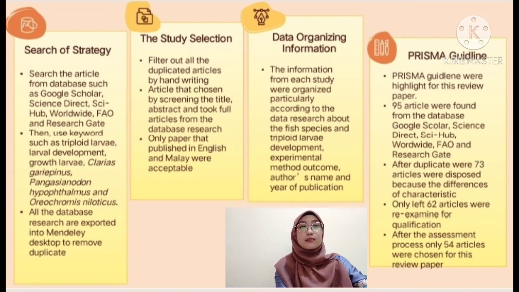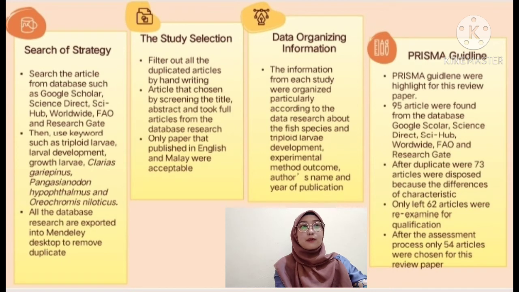Third, data organizing information. The information for each study were organized particularly according to the data research about the fish species and triploid larvae development, experimental method outcome, author's name, and year of publication. And the PRISMA guideline. PRISMA guideline will highlight for this review paper.